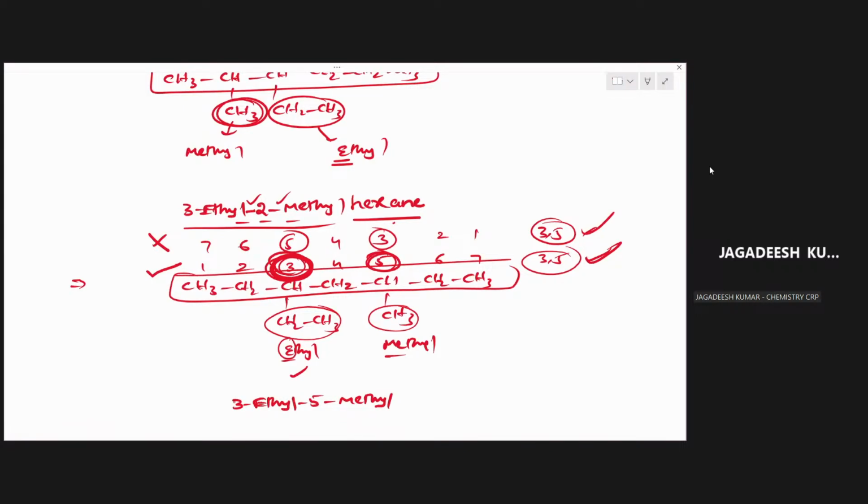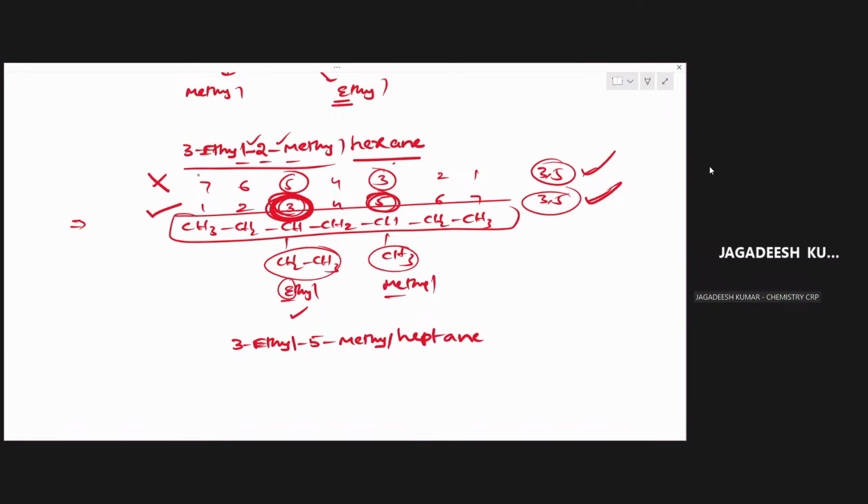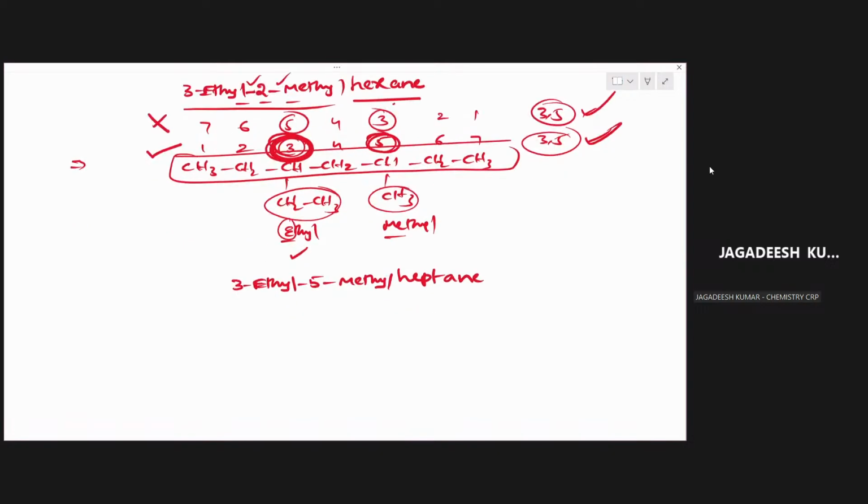And what is the root word for 7 carbons here? Hept. Hept is the root word, and ane as usual, all are single bonds. So 3-ethyl-5-methylheptane. So I think you got clarity here. If both are getting the same set of locants, then we should consider the alphabetical order of the substituents, and whichever one comes first should get the least number while you are giving the numbering of the parent chain.